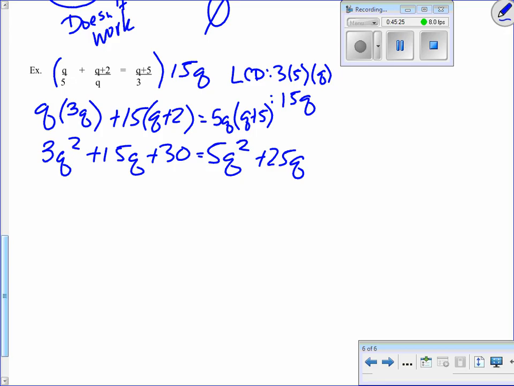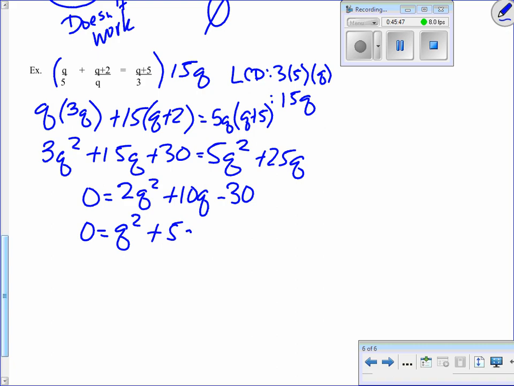Okay, bring it all to one side. We have some quadratics here. Looks like we're going to have to do some factors. So we're going to do 0, and we'll get equals 2q squared plus 10q. That's going to be minus 30. Okay, so this is the same thing. If I divide through by 2, this is the same thing as just factoring q squared plus 5q minus 15.